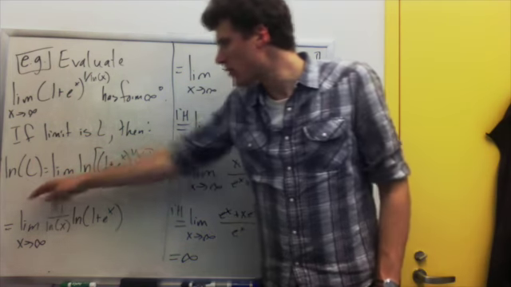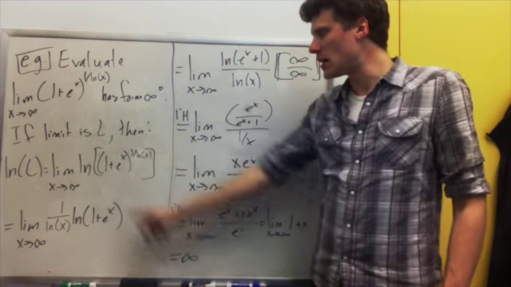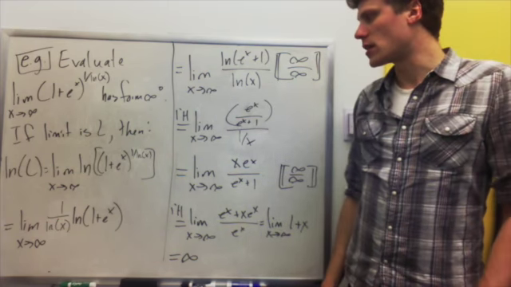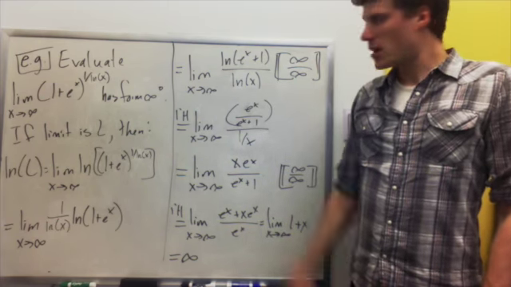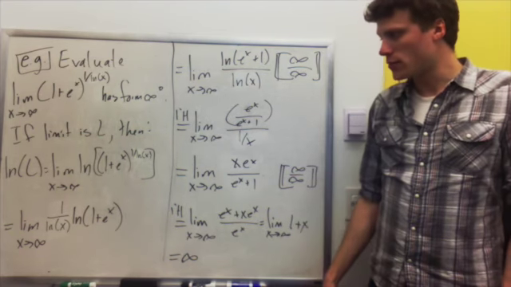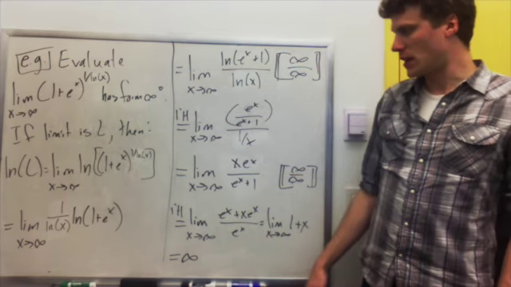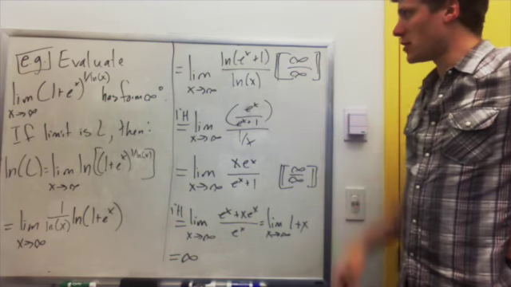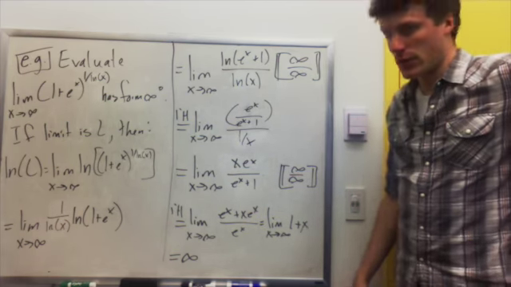So the natural log of L is the limit as x goes to infinity of the natural log of 1 plus e to the x raised to the 1 over natural log of x. That becomes, bringing the exponent out, the limit as x goes to infinity of 1 over natural log of x times the natural log of 1 plus e to the x. And that's equal to the natural log of e to the x plus 1 over the natural log of x.